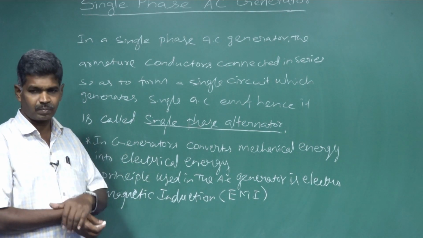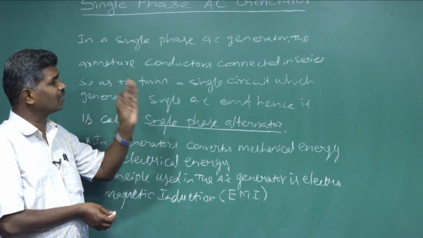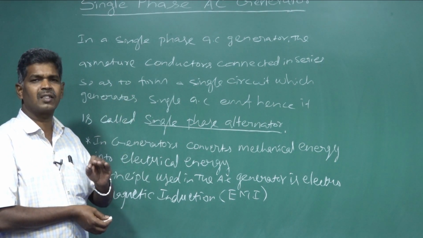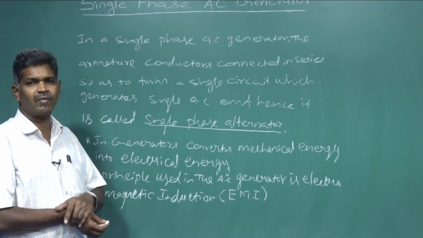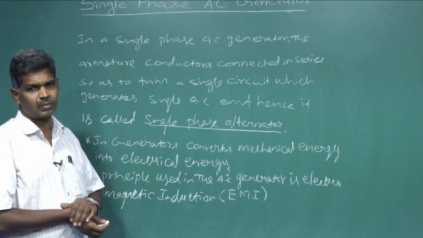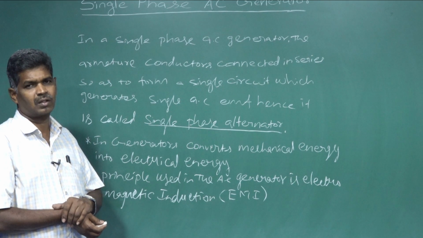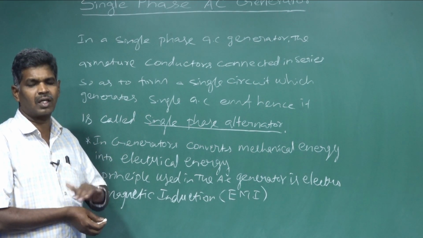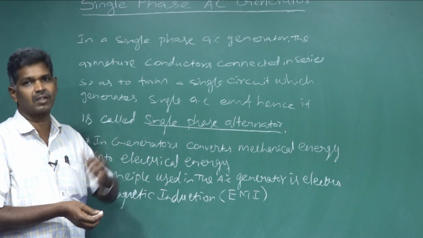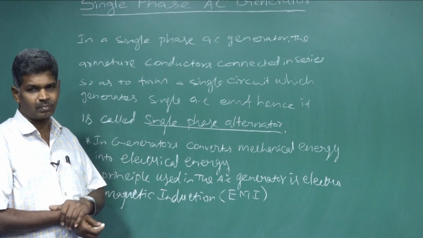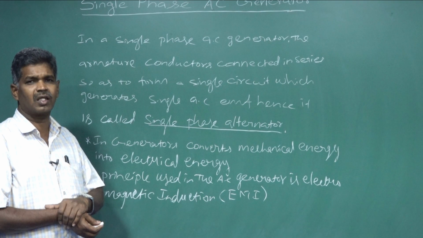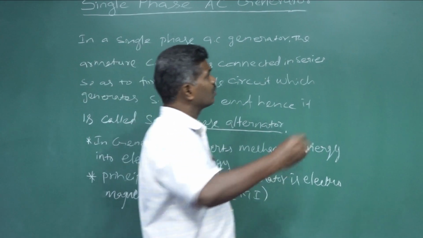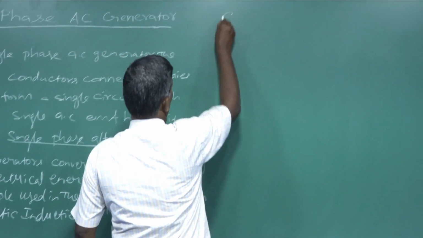Then we have here the construction of the single phase AC generator. In that single phase AC generator, we have two main parts. One is static, another one is dynamic. The movable one is called dynamic, that is called a rotor. So we are going to see the construction of the AC generator.